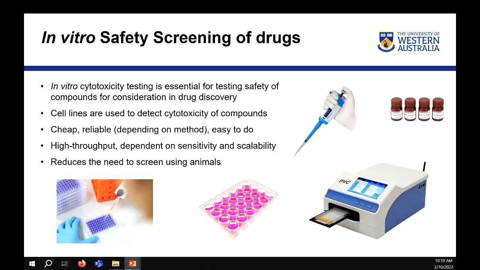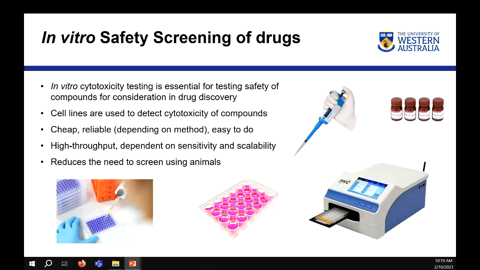They are high throughput because you can do monolayers in 24 well plates, and that's what you're going to be doing this afternoon, or you can do monolayers in 96 well plates as well. If it's in 96 well plates, then you can see how high throughput it is. You can probably screen 30 compounds, because you need to do things in triplicate in each plate, and you can do a number of these different plates. So it's high throughput, dependent on sensitivity and scalability.